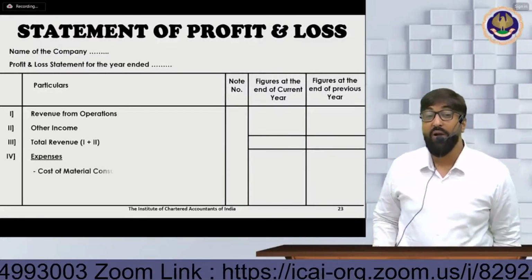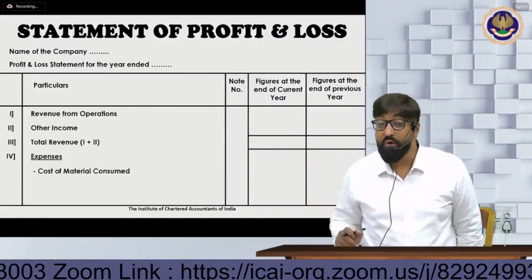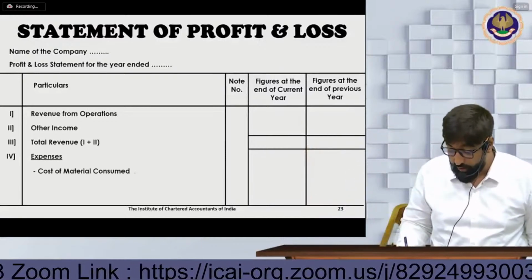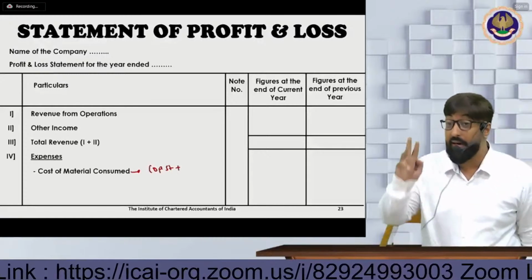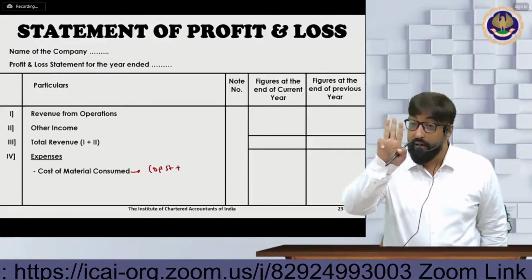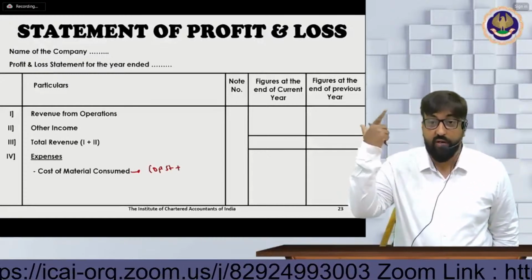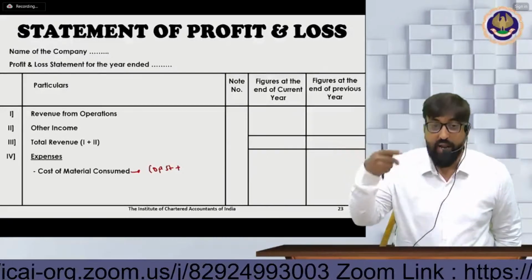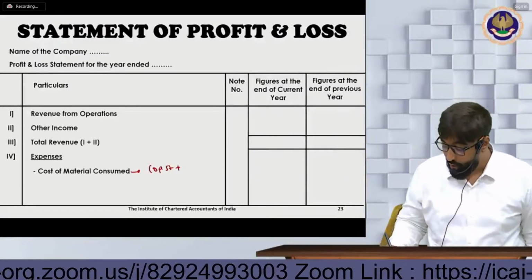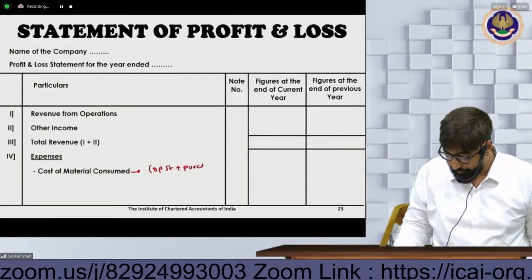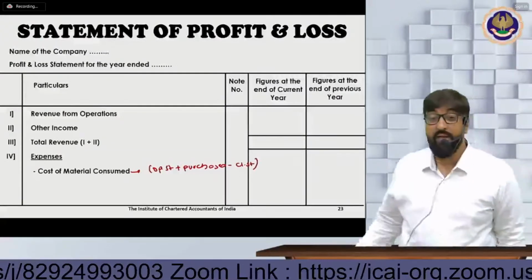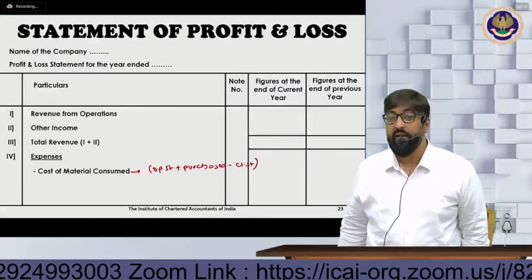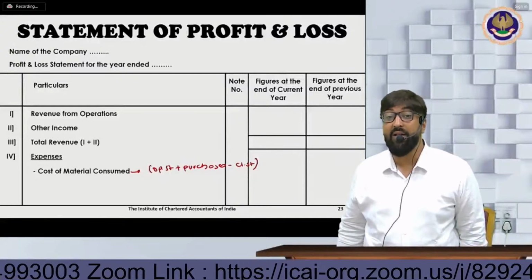After that, we have expenses. Now, see, this is cost of material consumed. Now, what is material consumed? Material consumed means opening stock of raw material. There are three types of inventories. One is raw material, second one is WIP, and third one is finished goods. So, opening stock plus purchase minus closing stock of raw material is considered as material consumed.